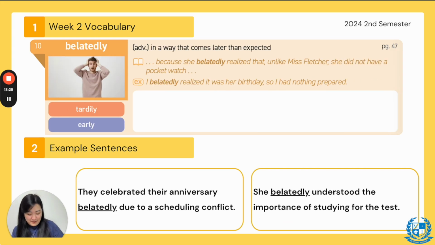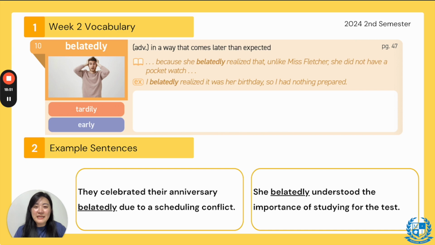Number 10. Everyone, next page to 16. Our word is belatedly. Everyone say belatedly. Belatedly. The synonym is tardily, and the antonym is early. So it is an adverb, and it means in a way that comes later than expected.